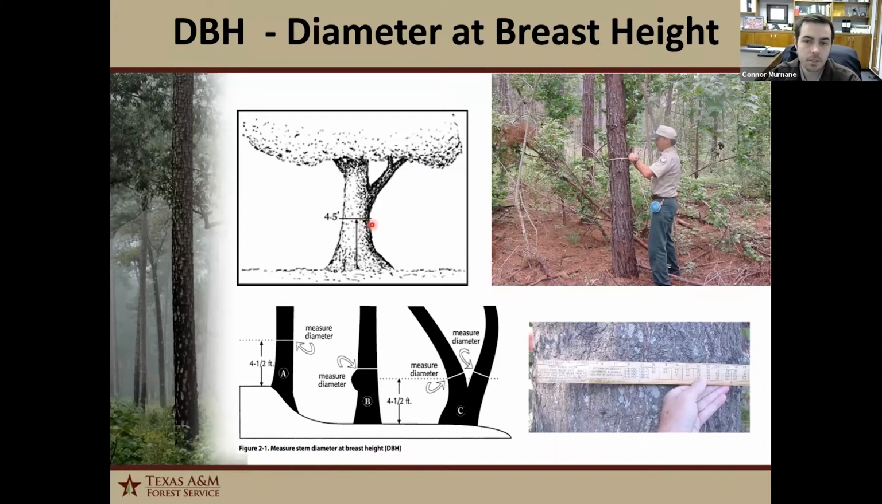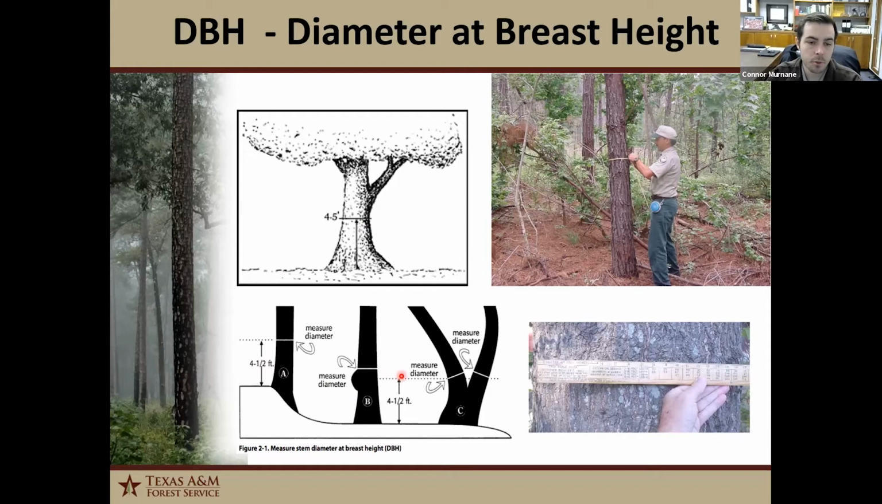You can see this forester here using the logger's tape to measure that. There can be some confusion sometimes, especially if you're on a hill or a slope, about which side you're supposed to take it on. But diameter at breast height is always taken on the uphill side of the tree itself. If you do happen to run into some sort of conk or burl on the trunk itself, just go above that point and measure as close as you can above that point.